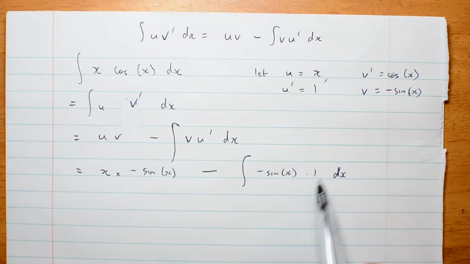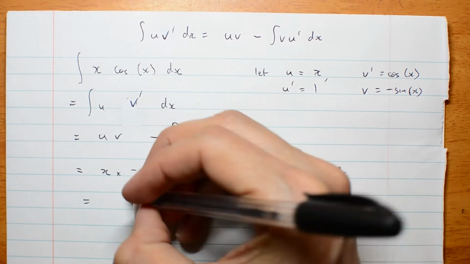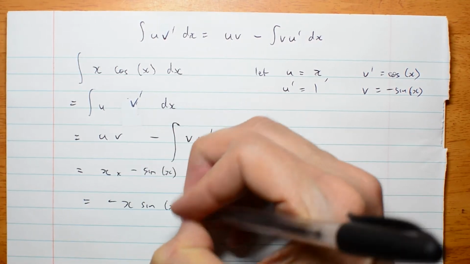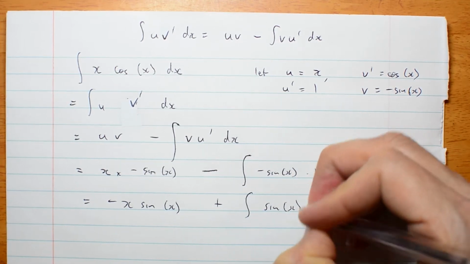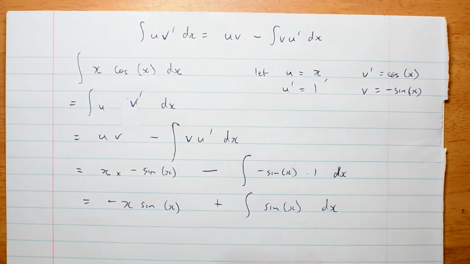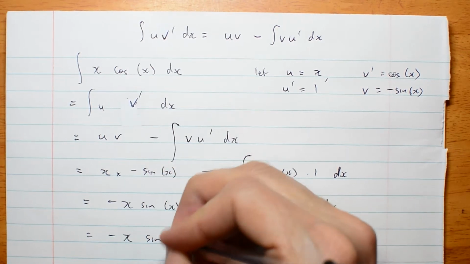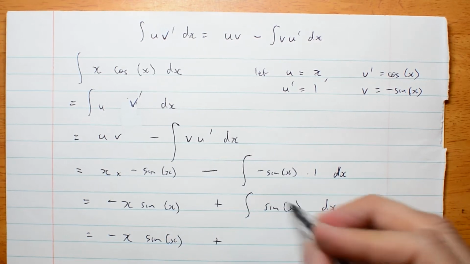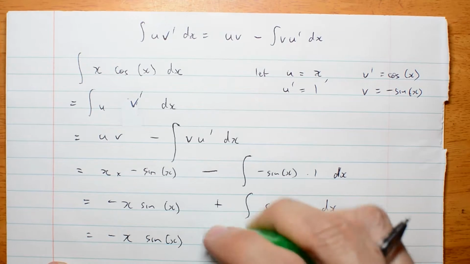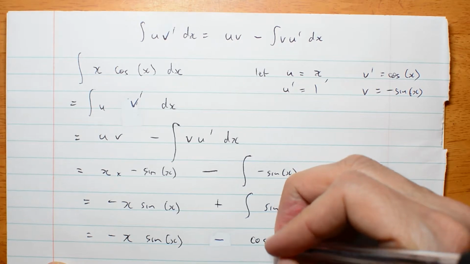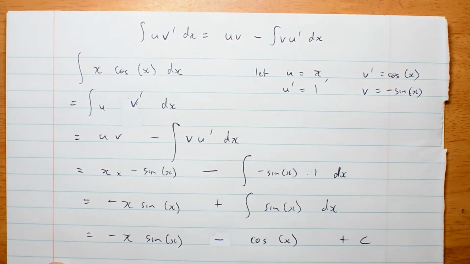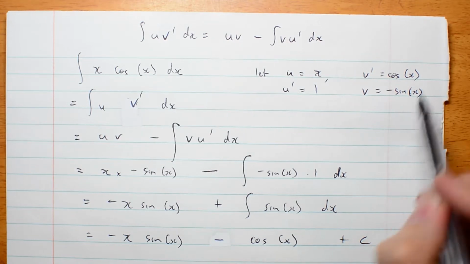And because u dashed was so simple here, it's very easy to integrate. So this is negative x sine x, minus of a minus becomes plus, the integral of sine x dx. And that is negative x sine x plus, well, what's the integral of sine? It's negative cos. My sine's going a bit bad at the moment. Minus cos x plus constant. And see, that integration constant is going to come at the end. Don't worry about it up here.